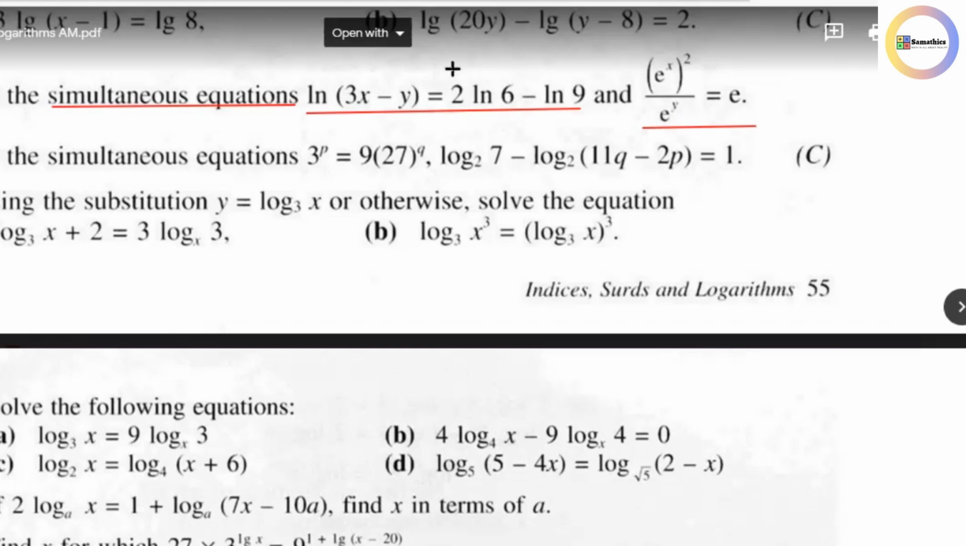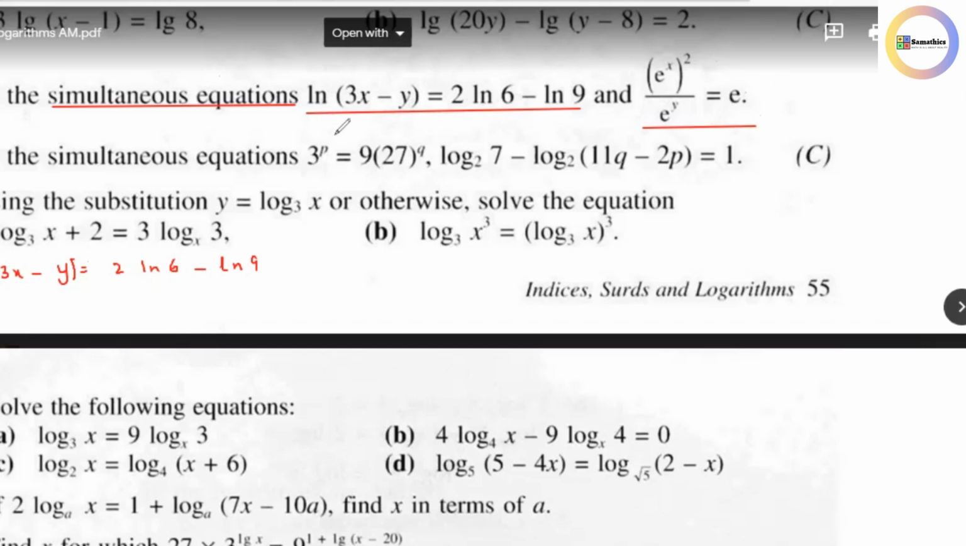First of all, we will consider one of the equations. If we take this equation, we have ln(3x minus y) is equal to 2 ln 6 minus ln 9. You see, solving simultaneous equations means we have to find out the values of the variables. We need to note that this equation is in ln, which has the base e.